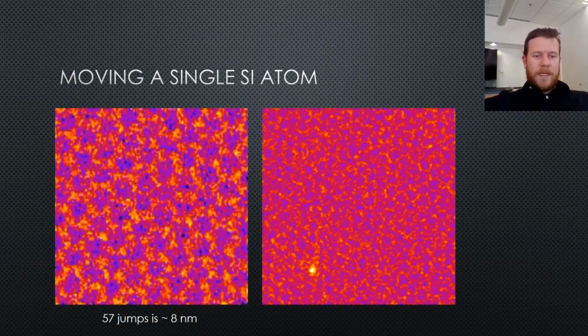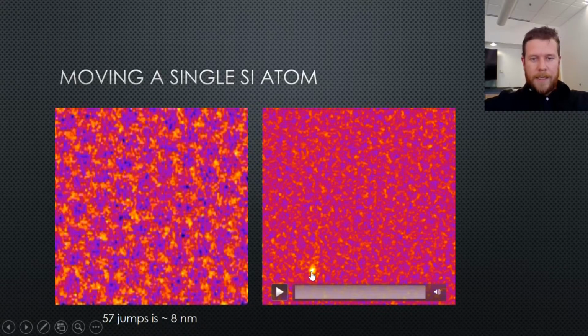Okay, so that was 57 jumps I counted, and that's about 8 nanometers, which is, I thought, quite a long distance on this scale. Here's a second example, or I guess a third example. I just moved this silicon atom up through the lattice, up this way.